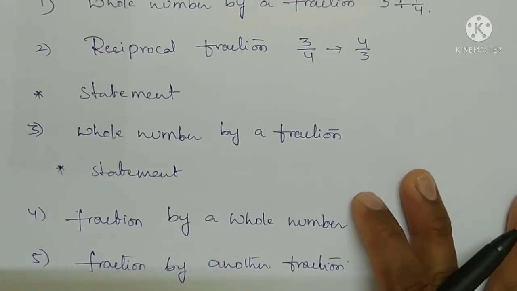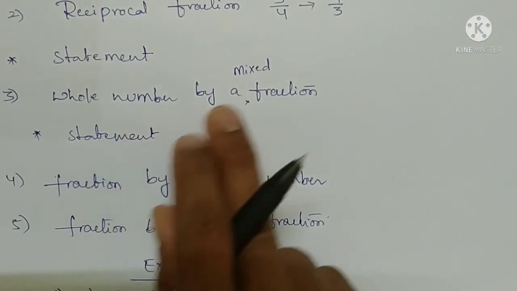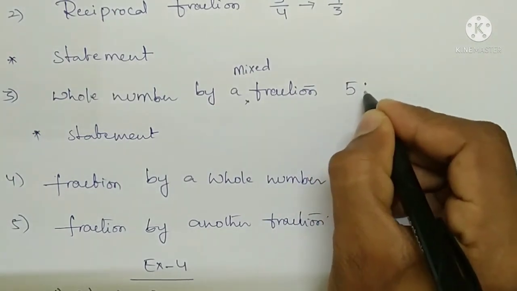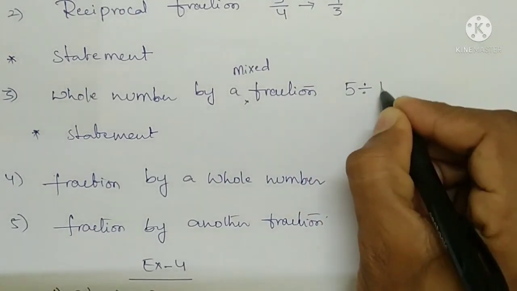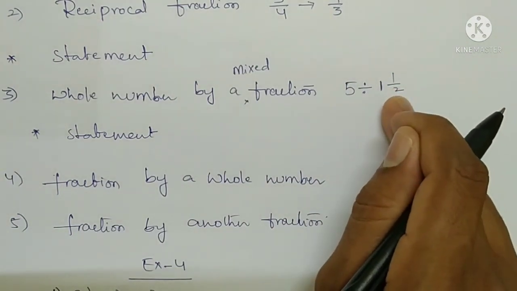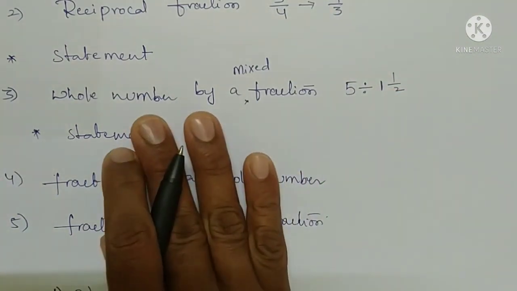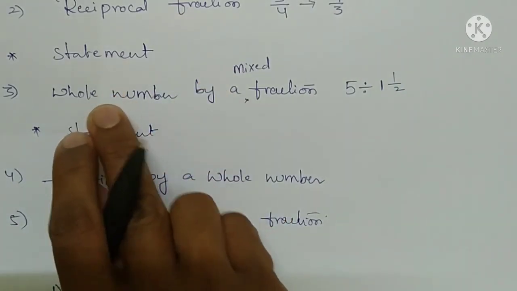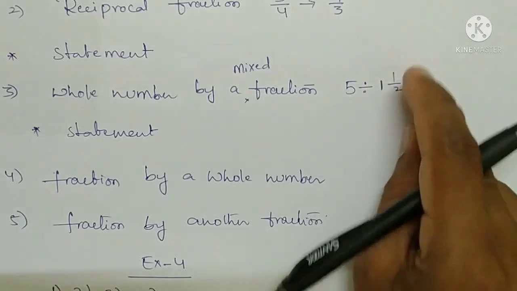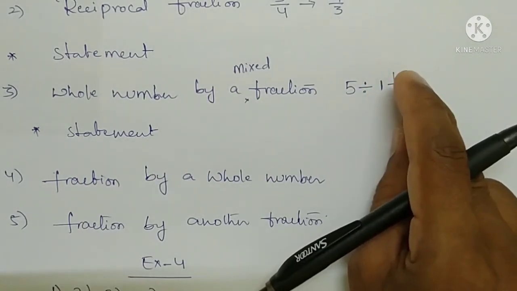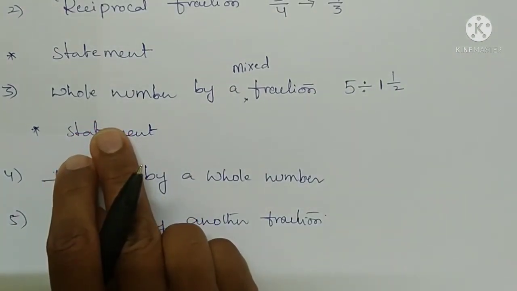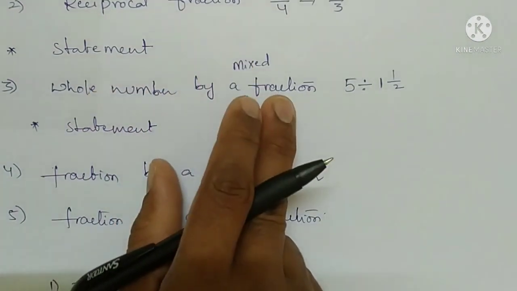Next one, whole number by a mixed fraction. This is a whole number divided by a mixed fraction, 1 by 2 being the mixed fraction. So for dividing a whole number by a mixed fraction, first convert the mixed fraction into an improper fraction, then solve it. Okay, this is our statement about a whole number by a mixed fraction.